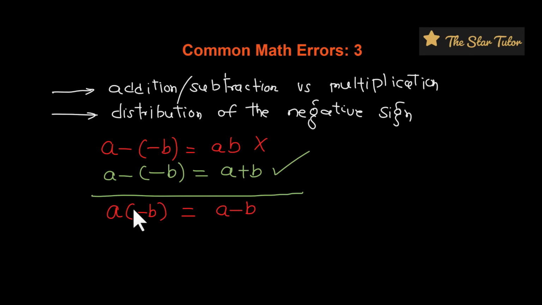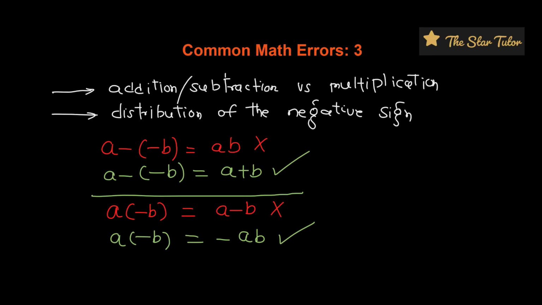Similarly, a times negative b is not a minus b, because when you have a parenthesis between two quantities, it means multiplication. So here you are multiplying a with negative b. And when you multiply a positive quantity with a negative quantity, you get a negative ab.